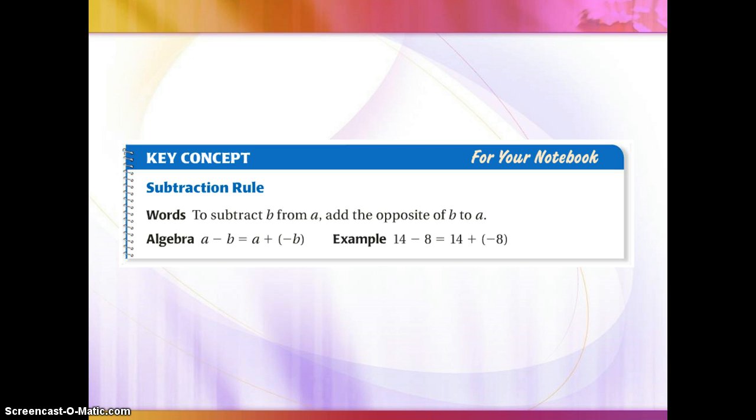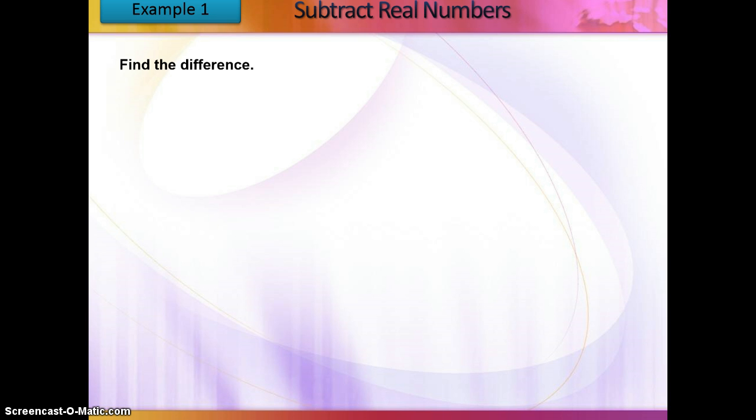With real numbers, you can see an example that would say 14 minus 8 is the same as 14 plus negative 8. Here let's go through some examples of finding the difference. Example A, I have negative 12 minus 19. This is the same as saying negative 12 plus negative 19. Because the signs are the same, we can add the absolute values of the numbers together and keep the answer as a negative number. So our answer will be negative 31.